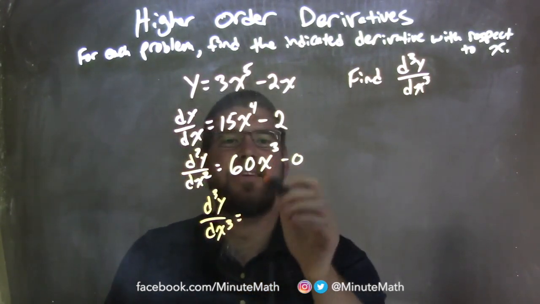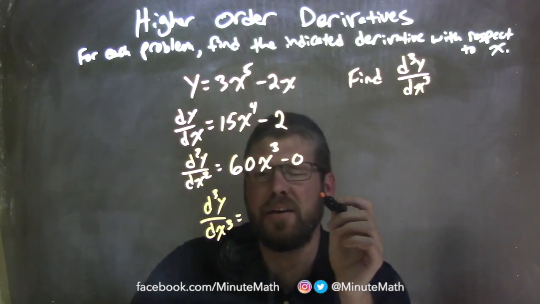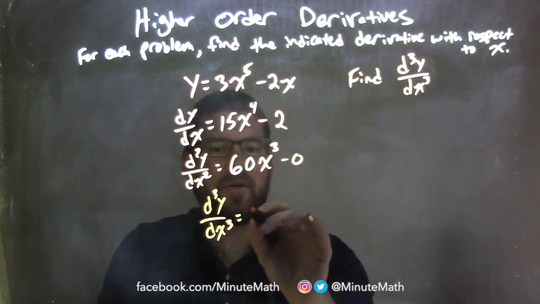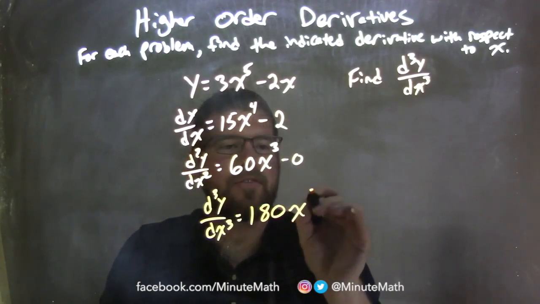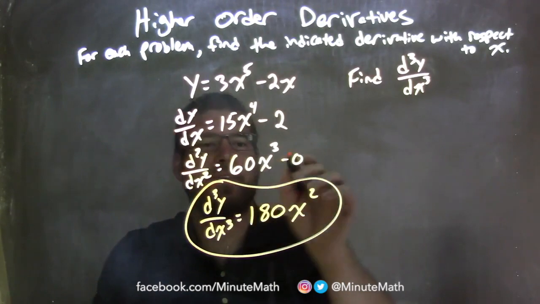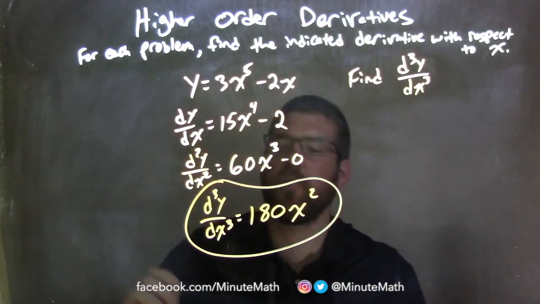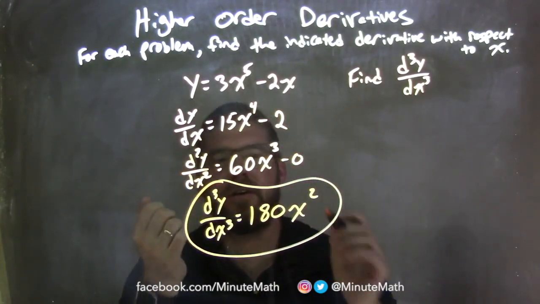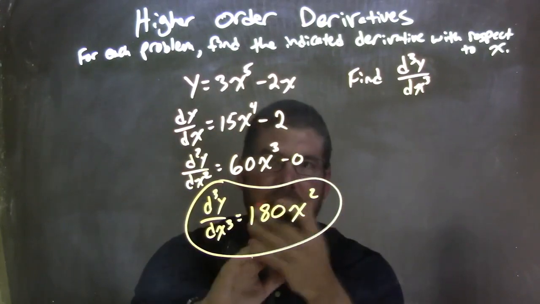Okay? And 60 times 3 is 180. So we have 180x squared, and that is our final answer. That is our third derivative. The 0, it's basically gone, don't worry about it. And so our third derivative here is equal to 180x squared.